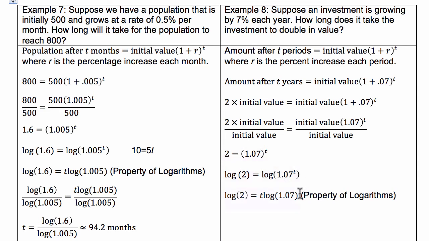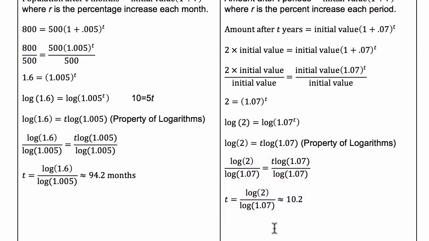This equation is really in the same form of the equation 10 equals 5 times t. To solve 10 equals 5 times t, we would simply divide both sides by 5. To solve log of 2 equals t times log of 1.07, we will divide both sides by log of 1.07. When we do this, log of 1.07 cancels out on the right, and we get t equals log of 2 divided by log of 1.07.